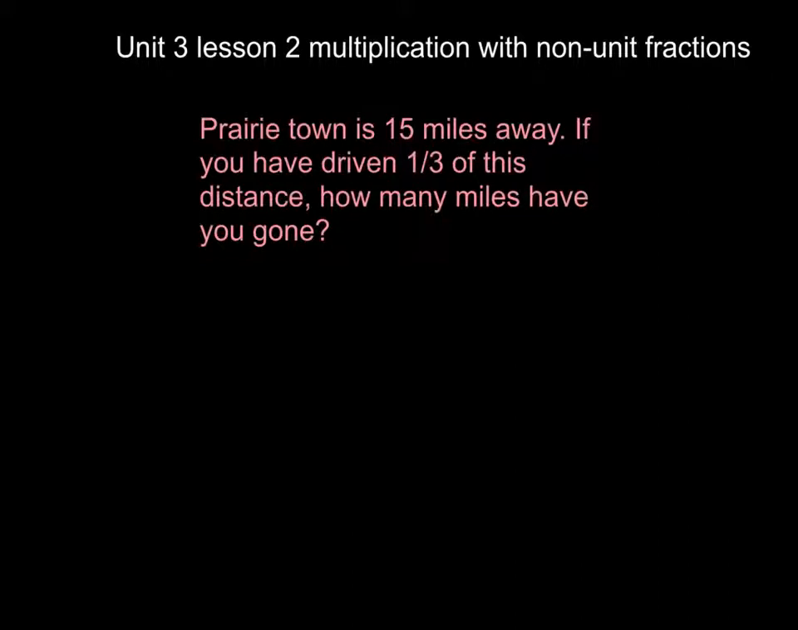Prairie Town is 15 miles away. If you have driven 1/3 of this distance, how many miles have you gone? Quickly, I first want to circle my numbers, make sure that these are numbers that I'm going to be using. And if I have any action words, we want to circle or underline those in this case. The word "of" is an action word, as we learned in the last lesson. Of means multiply. And what I'm trying to find out here is how many miles have I gone. But I've only gone 1/3 of the 15 miles that I need to go to get to Prairie Town. Prairie Town's 15 miles away, and I've only gone 1/3 of the way.